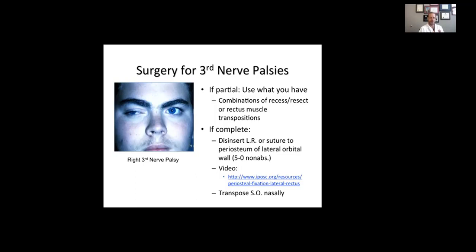If you have a complete palsy, you've knocked out 4 of the extraocular muscles. All you have left is the lateral rectus and the superior oblique. So if you have a complete palsy, you have to do something with those 2. Those are really your only choices. One thing you can do is disinsert that lateral rectus.